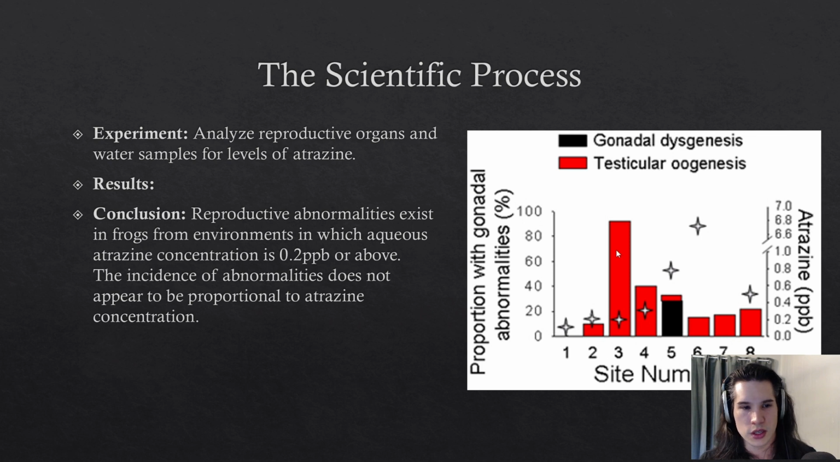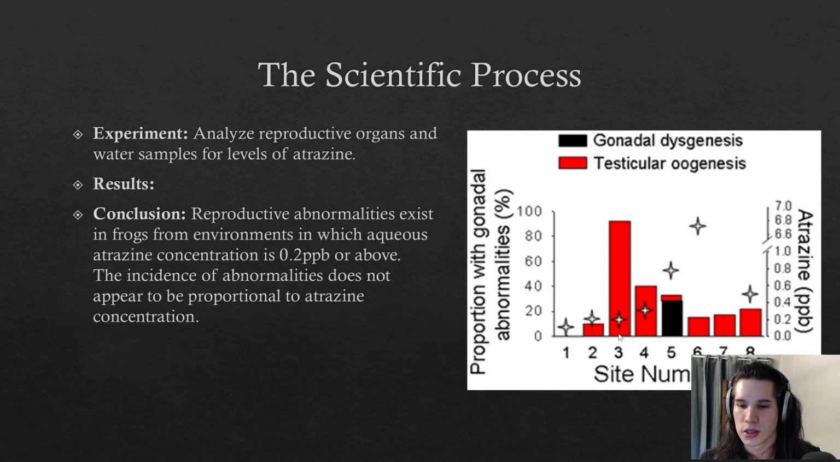This is actually kind of what surprised me. The experiment was just to analyze the reproductive organs and water samples for levels of atrazine. The little stars here are the concentration of atrazine, and the red is what we really want to look at. These are the different site numbers, 1 through 8. The stars are the concentration of atrazine, and you would expect a positive correlation between your atrazine concentration and the rate of testicular oogenesis, which is just the formation of eggs in the testes.